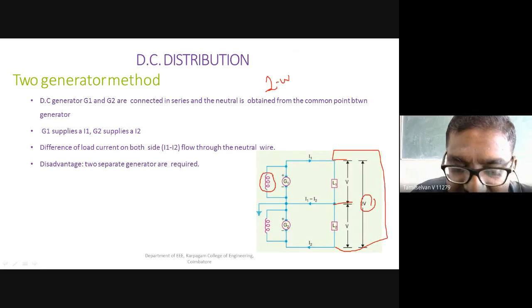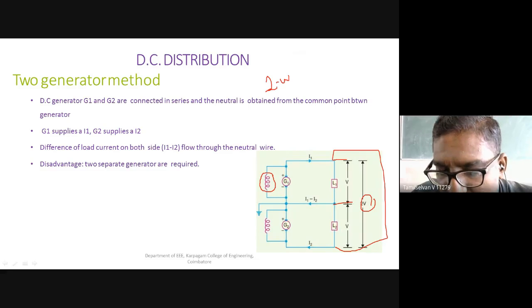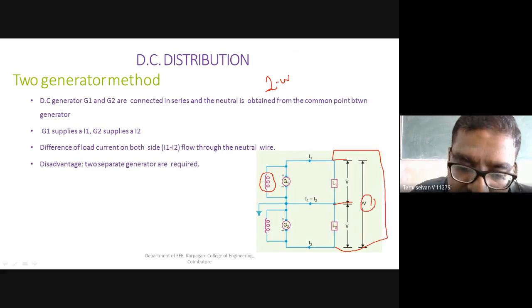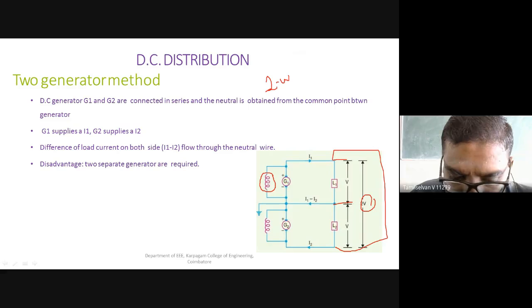So now we will see how to obtain the three-wire DC system. There we can use two generators to generate the power in order to obtain the three-wire system.